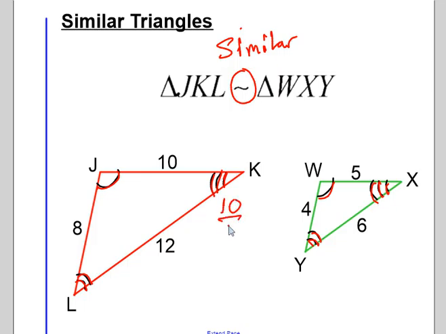10 divided by 5 is 2. 8 divided by 4 is also 2. And 12 divided by 6 is also 2. So the scale factor of these shapes is 2. And that is the same for all sides when they're compared to each other.